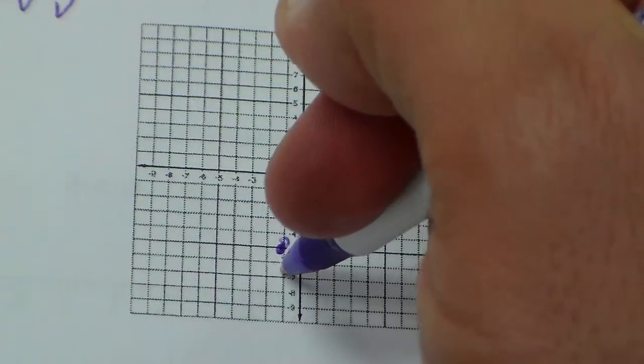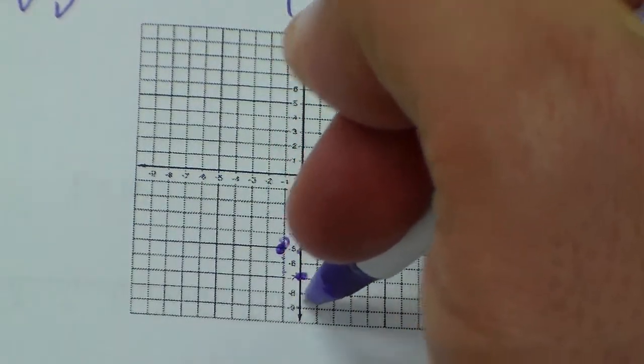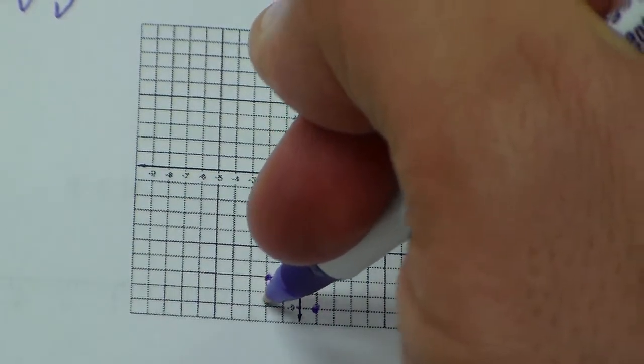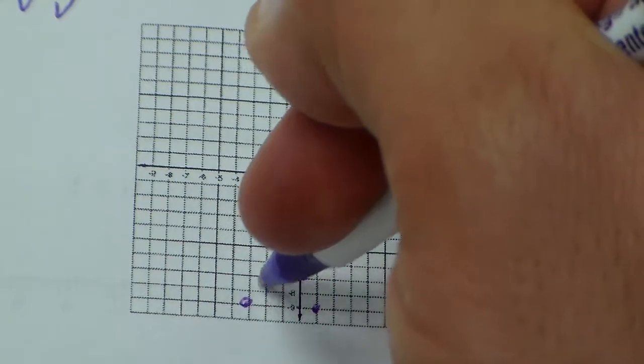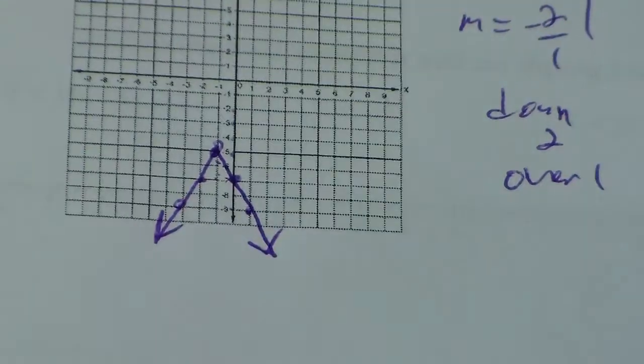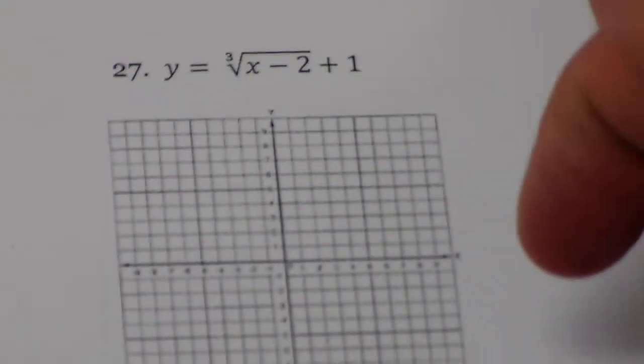So we're going to go down 2 over 1, down 2 over 1, and then down 2 back 1, down 2 back 1. So it's going to be narrower. And there we go. Excellent. And that's the right answer for number 23. Flip over to the other side.